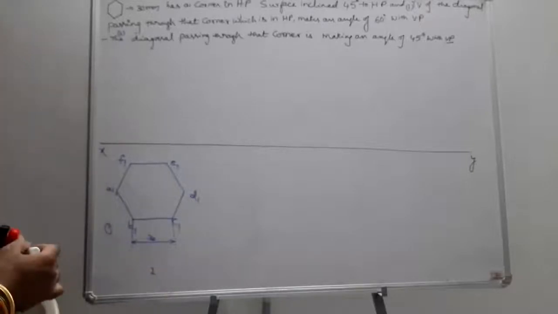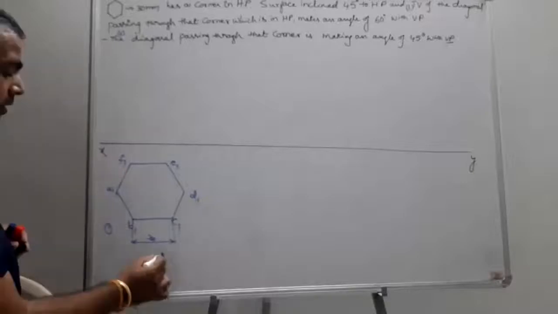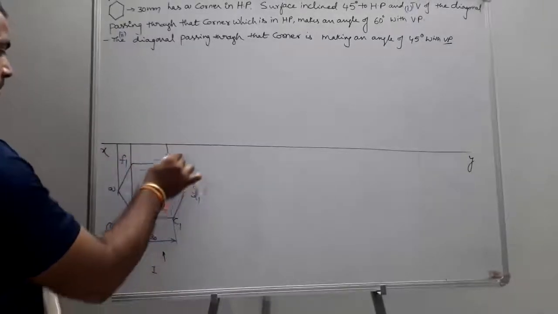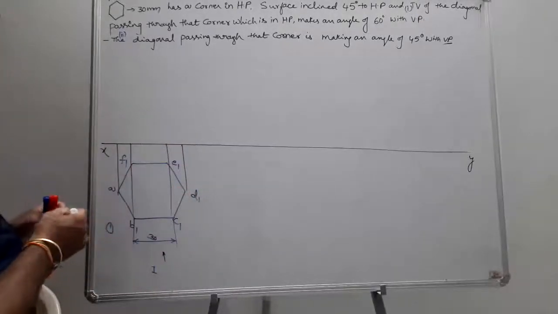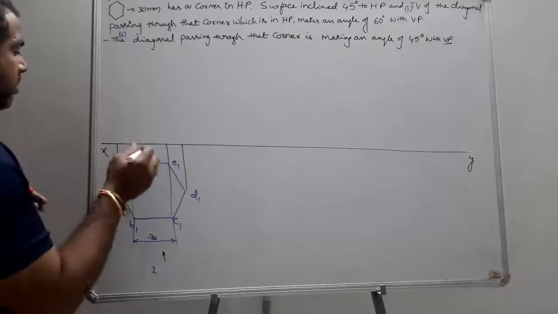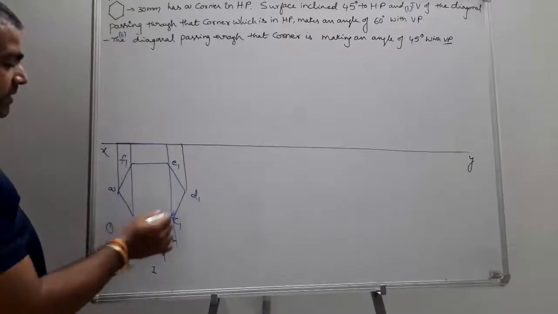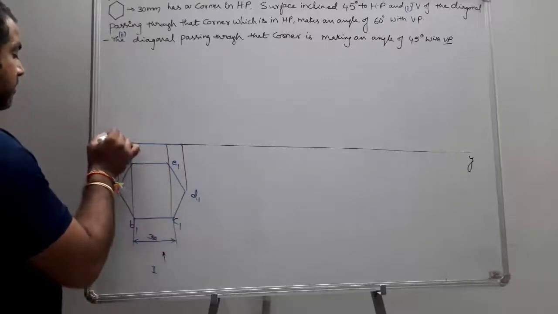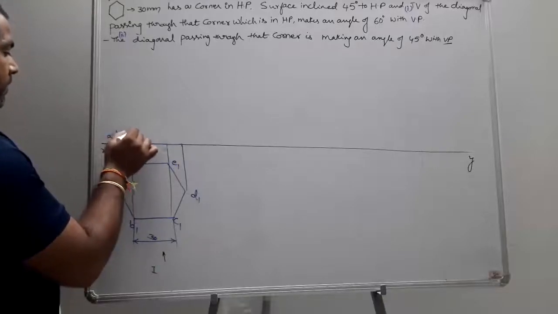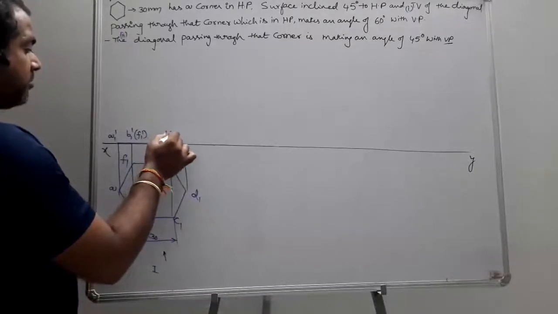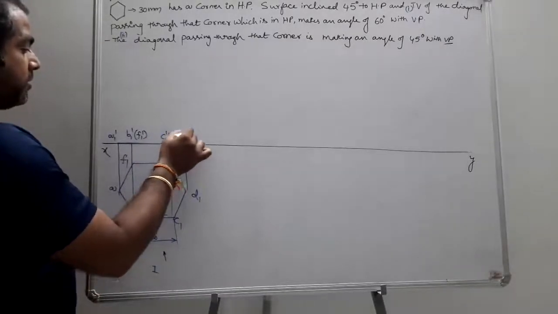And how can we apply? It should appear on XY, because the plane is on HP. So draw the vertical projectors. Now you will get all the points on XY. Let us see what the visible points are. A, B, C, D are visible. So this becomes A1 dash, B1 dash of F1 dash. Next it is C1 dash of E1 dash, and it is D1 dash.